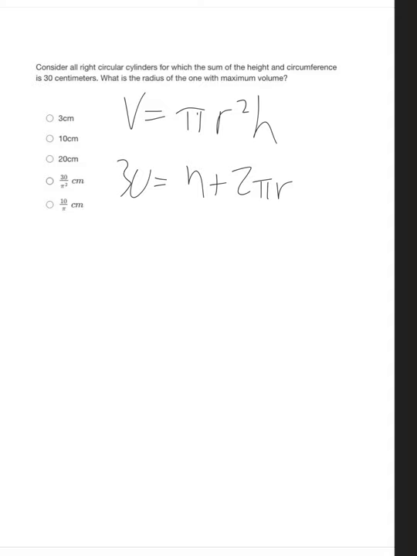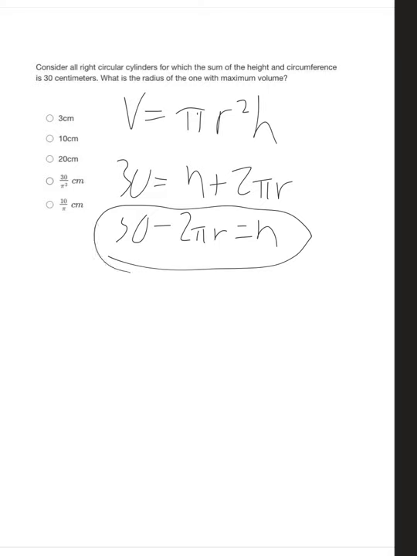I can then use that to eliminate one of the variables in my volume equation so that I only have one input. So I'm going to say 30 minus 2 pi R is equal to H. I'm going to take that, plug it in up here, and then I'll have just an R. Everything will be in terms of one input variable. V is equal to pi R squared times 30 minus 2 pi R.